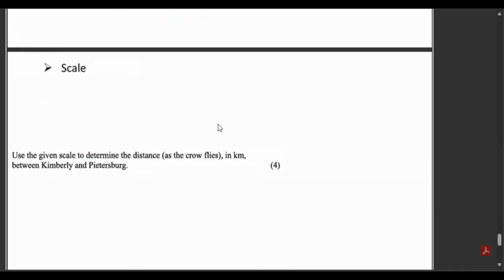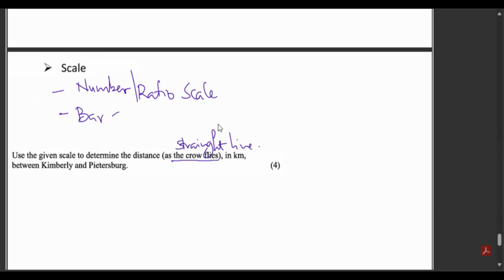Use the given scale to determine the distance. Here it means you measure the distance with a straight line. Okay, a scale. You know we have 2 types of scales. One is called a number or ratio scale, then we have a bar scale. One is the number format and the other is the bar. So use the given scale to determine the distance.